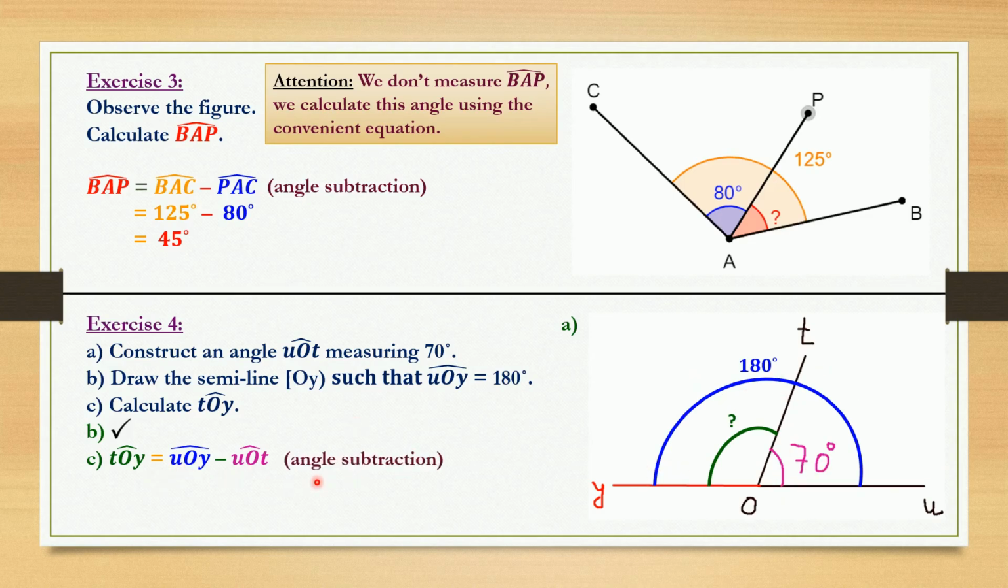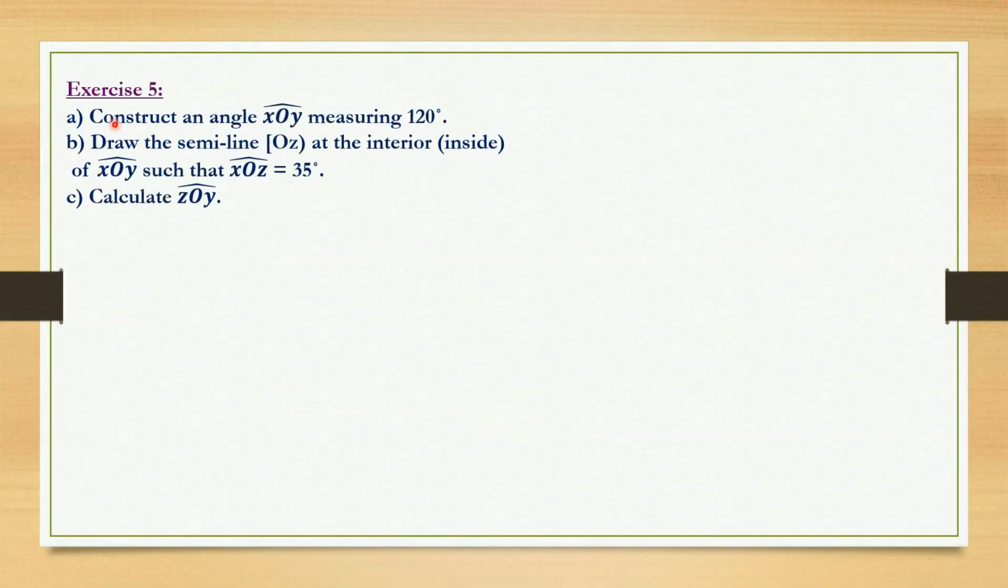The reason here it's angle subtraction equals, now I replace each angle by its measure, equals 180 degrees minus 70 degrees equals 110 degrees. Now let's continue with our final exercise, exercise 5. Construct an angle XOY measuring 120 degrees. So let's start with the first question.